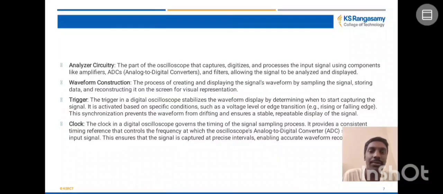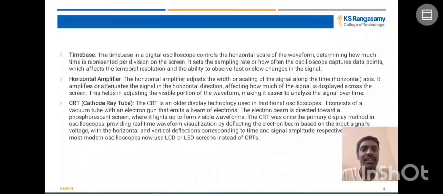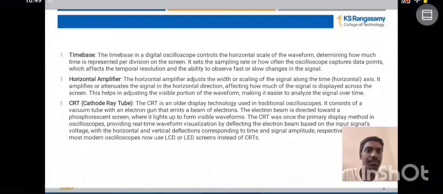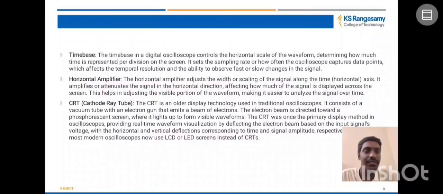Next, we are going to see about the clock. The clock which we use in the digital oscilloscope governs the timing of the signal sampling process. It provides a consistent timing reference that controls the frequency at the oscilloscope's ADC, which is the analog to digital converter input signal. And then the time base. The time base in the digital oscilloscope controls the horizontal scale of the waveform, determining how much time is represented per division on the screen.